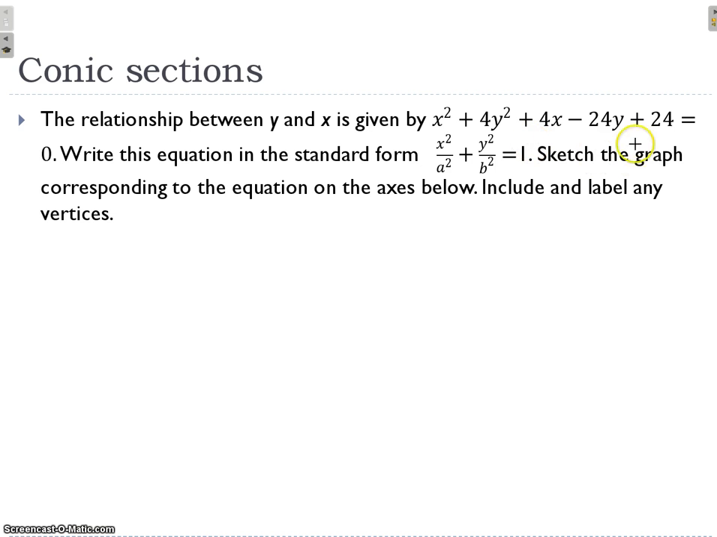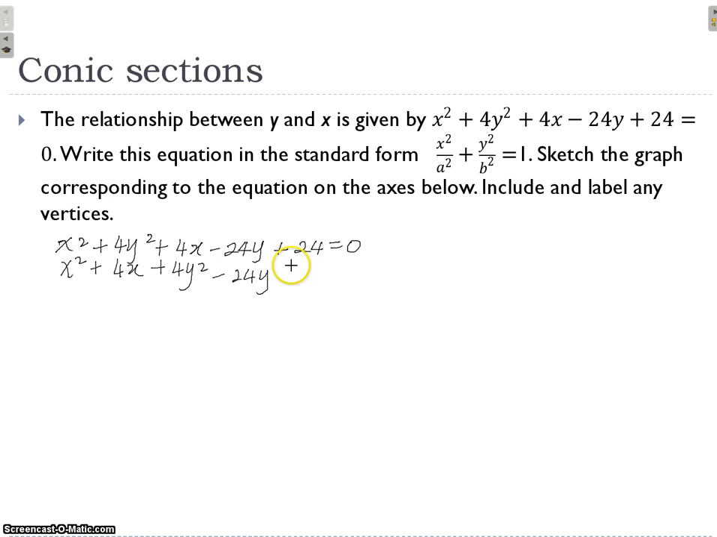So we start by copying the equation. We will gather the x terms, x squared plus 4x, followed by the y terms, 4y squared subtract 24y. We will shift this constant to the right side, equals negative 24.